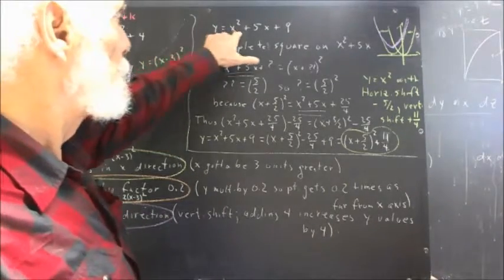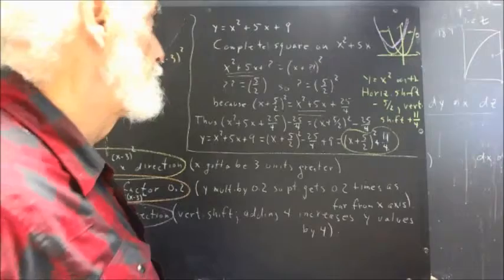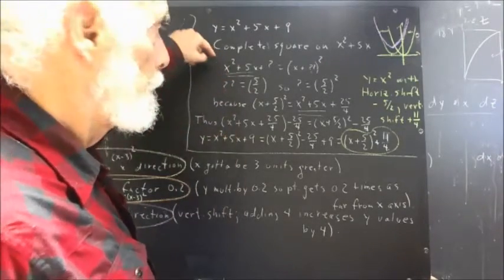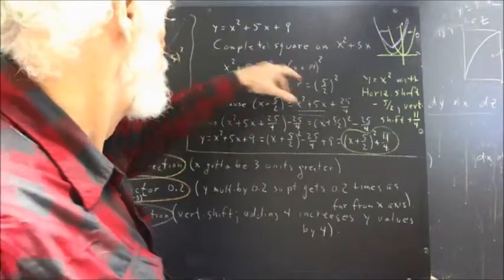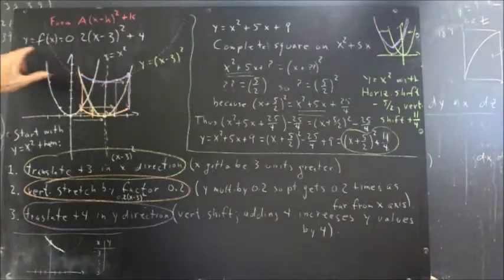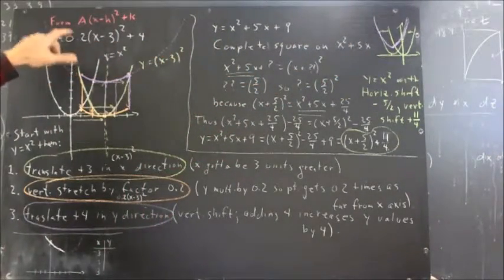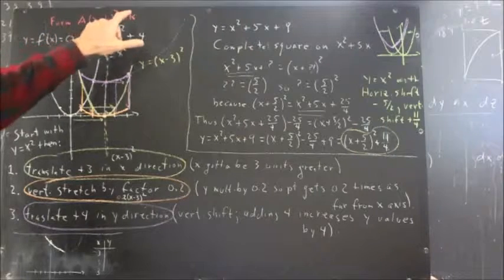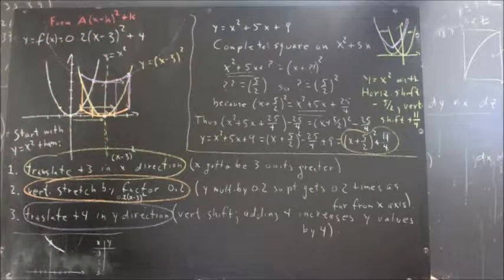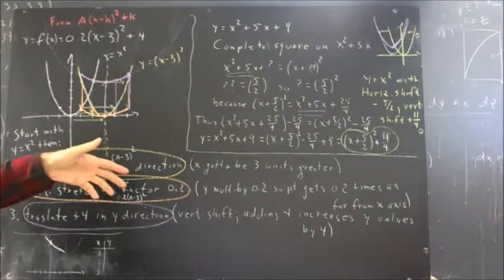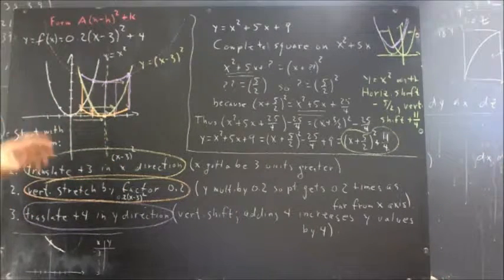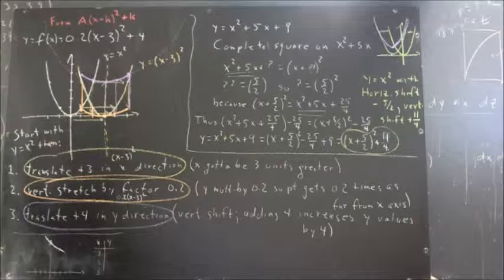To graph y equals x squared plus 5x plus 9, we can complete the square on the x squared plus 5x. Now, you recall that in the preceding problem we had the form a times x minus h quantity squared plus k, which made it easy to see how to translate in the x direction, how to vertically stretch or compress the graph, and vertically shift in the y direction.